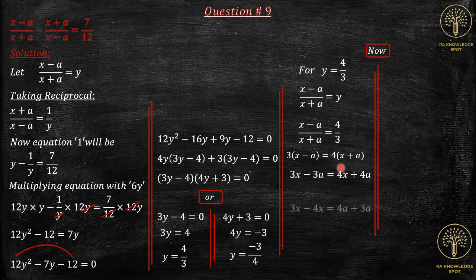3x minus 3a, 4x plus 4a, shifting the numbers, 3x will be as it is and 4x should be here at your left hand. Now 3a should be at your right hand. Solve them further. This will be 7a minus x, because the biggest number is 4 and the sign will be as it is.